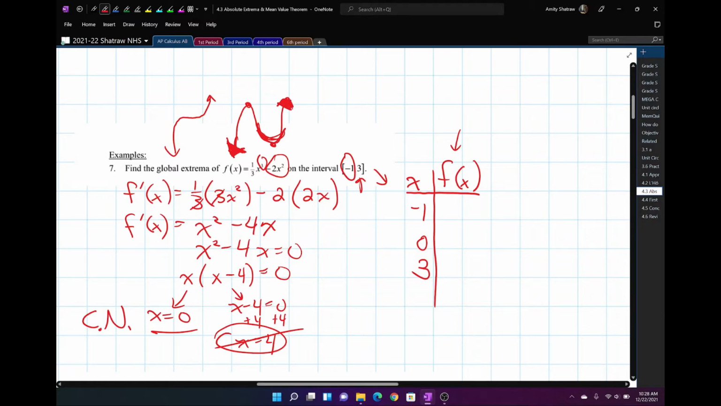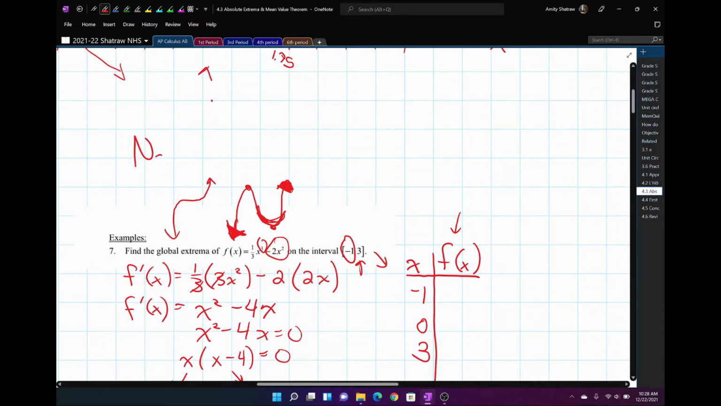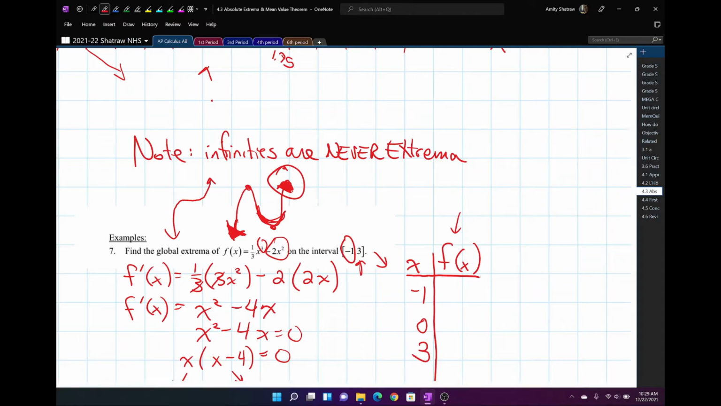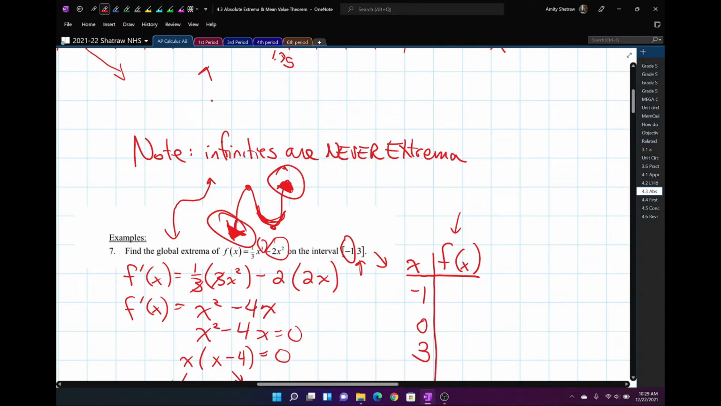And so, note: infinities are never extrema. I will never say that that's my absolute maximum, because positive infinity cannot be a maximum. It's a number that we keep going on for forever. It never stops, so there's no maximum. We don't stop right here. And there's never going to be a negative infinity either.